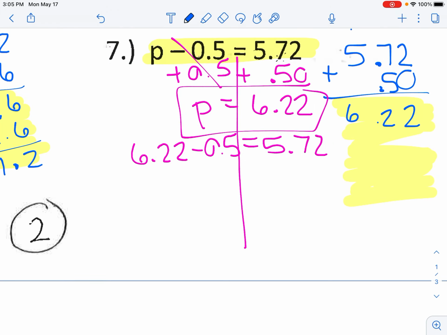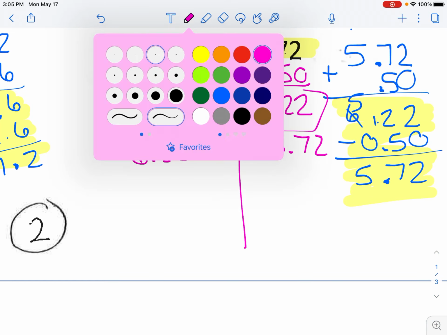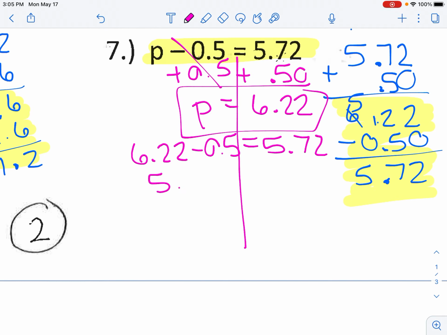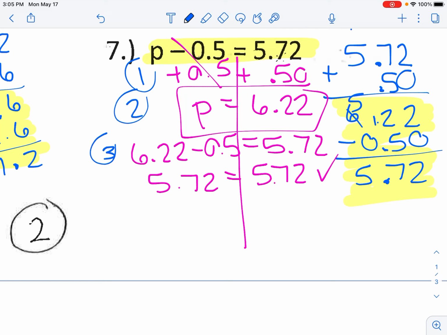So 6 and 22/100 minus 0 and 5/10. I'm going to add a 0 placeholder. So 2 minus 0. Borrow from the 6. 12 minus 5. Decimal comes down, and 5. So now I can say that 5 and 72/100 equals 5 and 72/100. Check. I did my inverse operation. I boxed my solution. I substituted, and I checked. I did all 4 lines of solving.